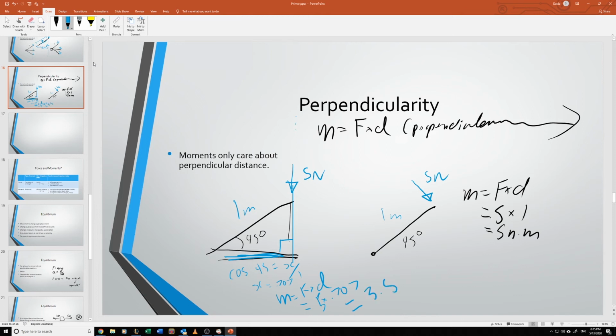3.5. So we can see here, this is the difference. If we have it at perpendicular, we get 5 newton meters. If we get it at 45 degrees, it's 3.5 Newton meters. So the question I'm going to ask you, what happens if we get to a point where the force is pointing into the area of rotation? So what if our force over here is actually moving like this? Right, and I'm going to let you think about that question.